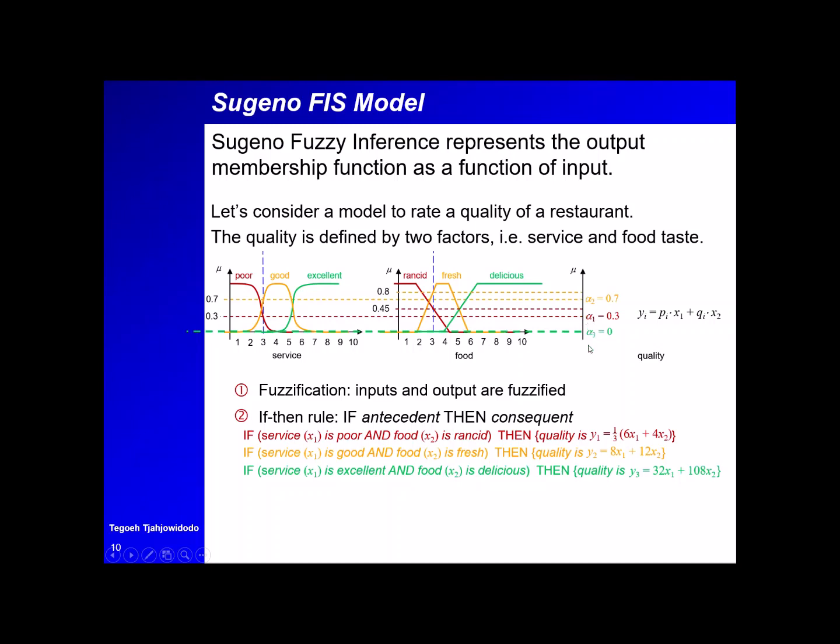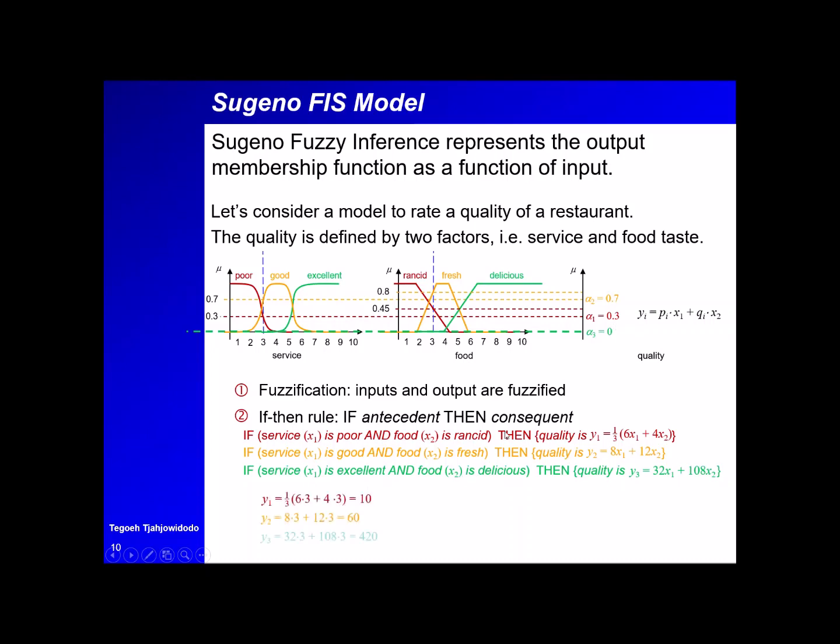And then we have a scale here that is taking the minimum of the AND relationship between the surface membership function and the food taste membership function. Because we use AND function, the output will be 0.3. 0.3 and 0.45 is 0.3. So alpha will be 0.3 in this case.